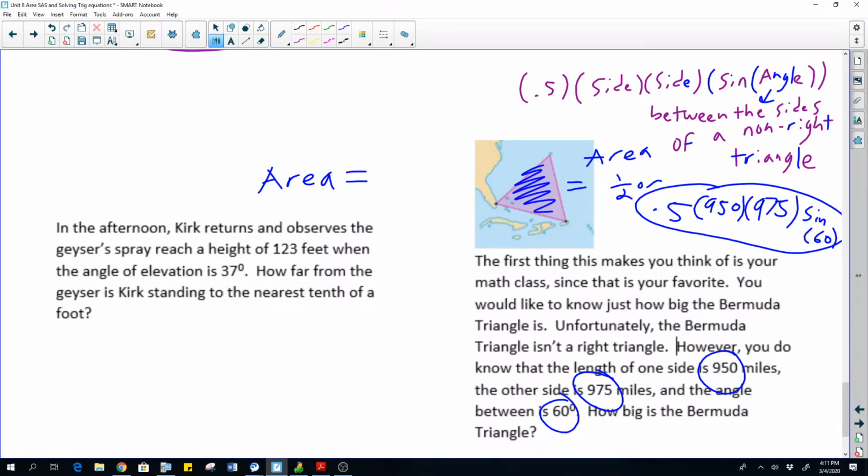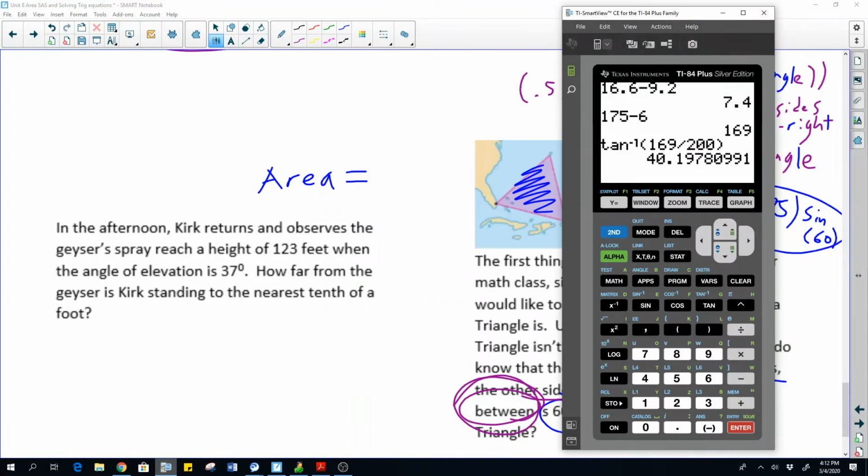However, if you know the length of one side is 950 miles, and the other side is 975 miles, and the angle between them, there's your key word, is 60 degrees, how big is the Bermuda Triangle? Try it first.